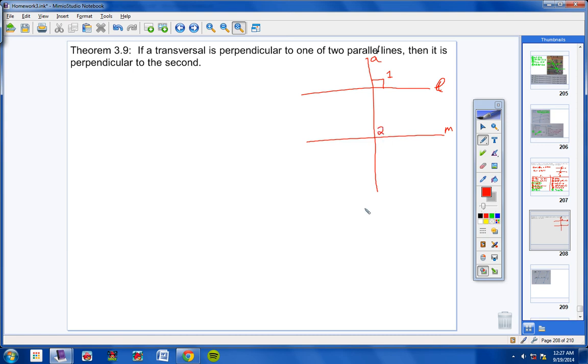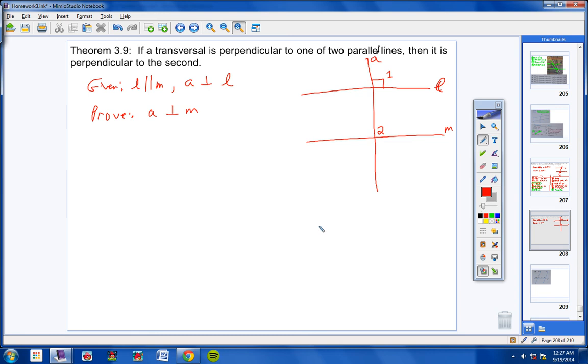Now, we've got our diagram. We have two parallel lines cut by a transversal so that the transversal is perpendicular to one of the lines. So my given is L is parallel to M, and A is perpendicular to L. Now what are we trying to prove? We're trying to prove that the transversal is perpendicular to the second line. That's your then part. So we're proving that A is perpendicular to M.